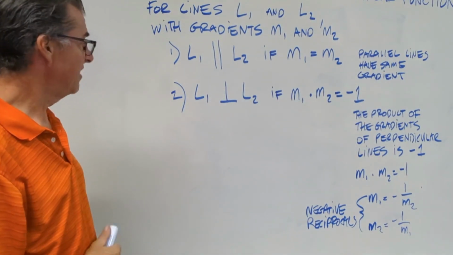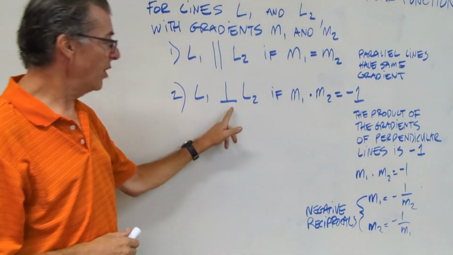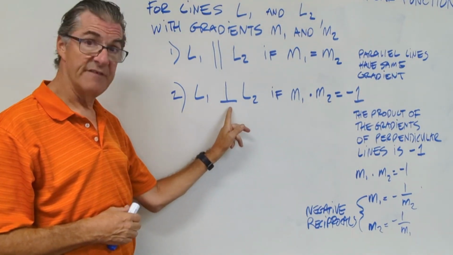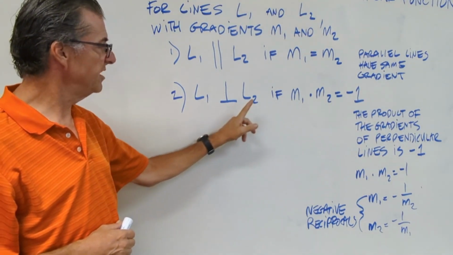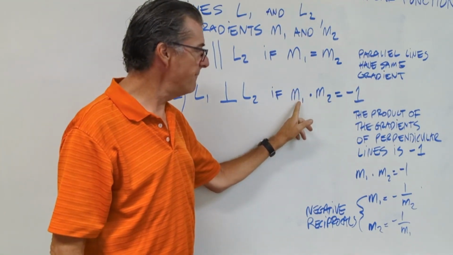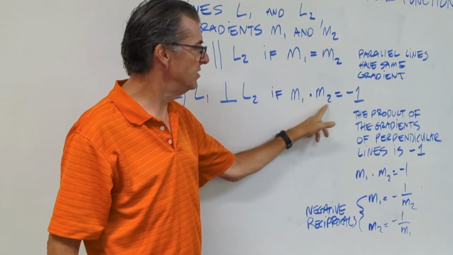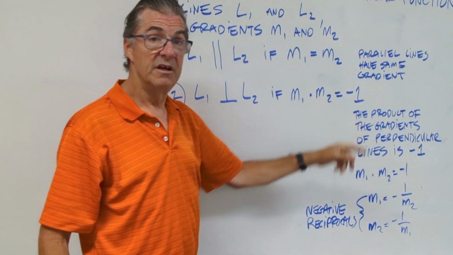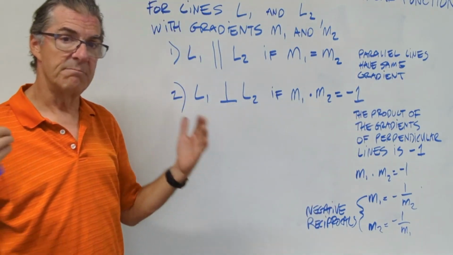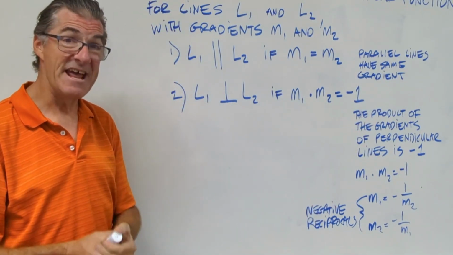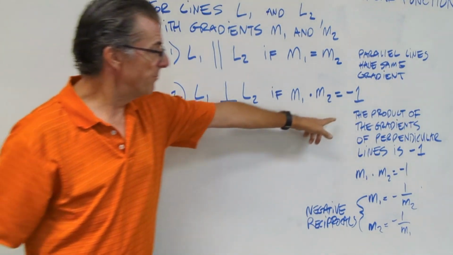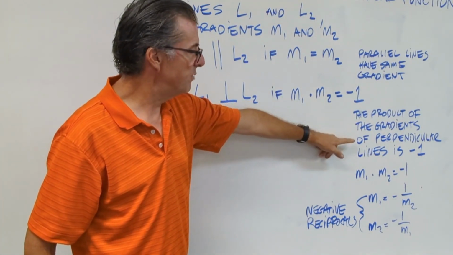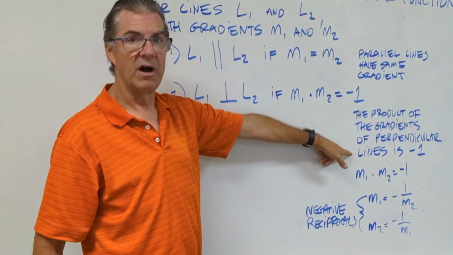Okay, check this out. L1 is perpendicular to L2. That's the sign for perpendicular. L1 is perpendicular to L2 if M1 times M2 equals -1. So two lines are perpendicular if you can multiply their gradients and get -1. So the product of the gradients of perpendicular lines is -1.